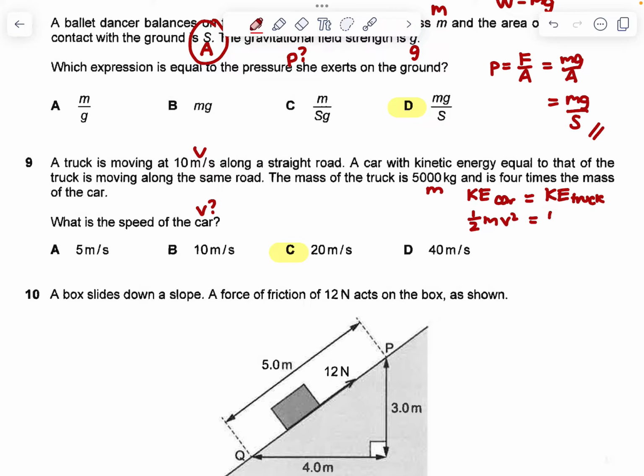So as we know, the mass is 5,000 for the truck. Velocity is 10 meters per second, squared. And since the mass of the car is 4 times smaller than the truck, we put m over 4. And we can calculate that v is equal to 20 meters per second.